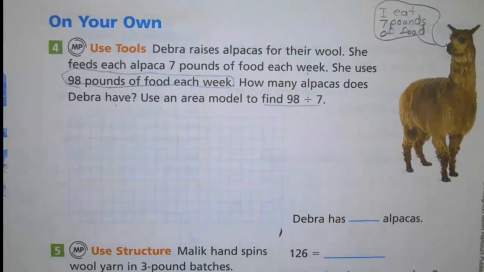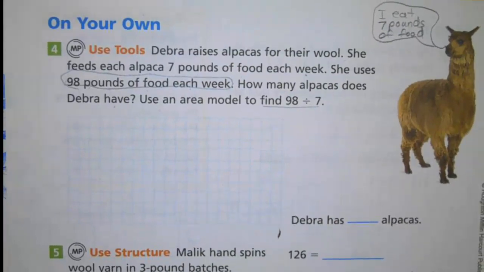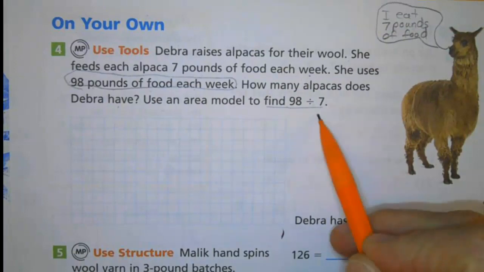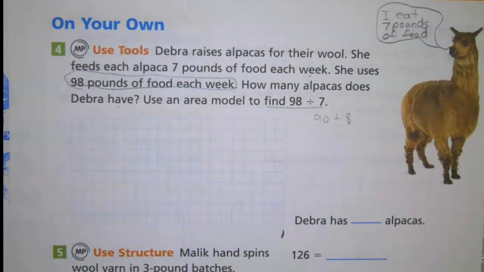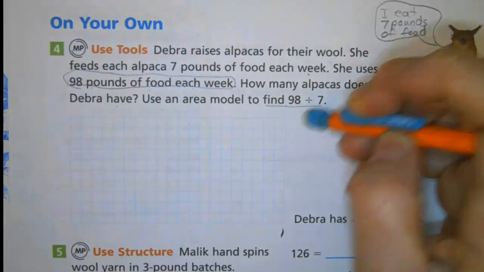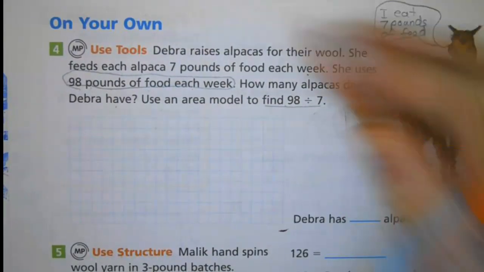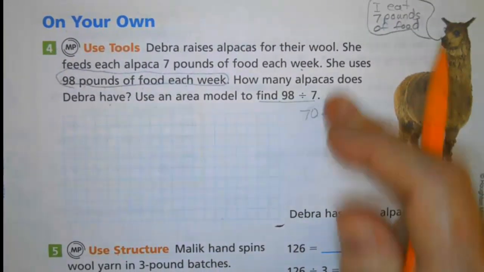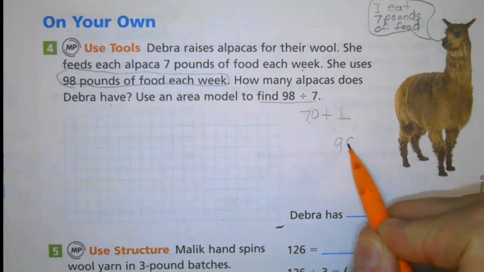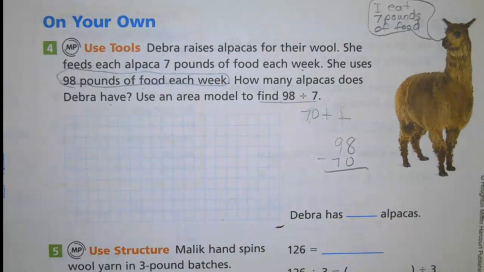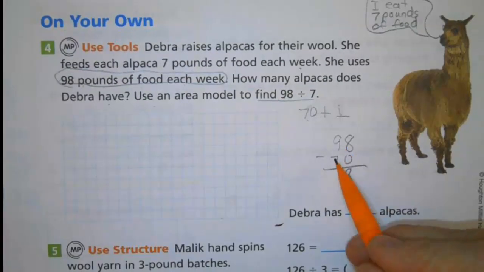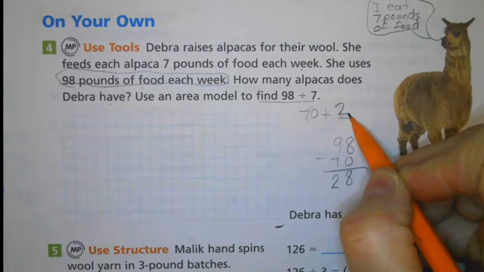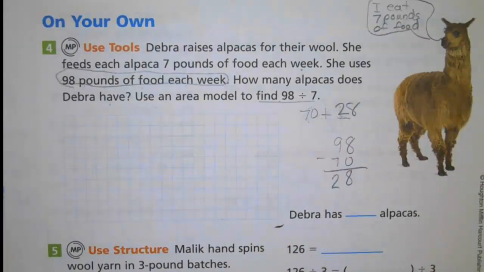Okay, the first thing I want to do is break this up into numbers so they're going to be easier to divide by 7. I'm not going to divide it into 90 plus 8 because 90 is not easy to divide by 7. But I know 70 is. So I'm going to make this 70 plus some other number to equal 98. Well, what 70 plus what is 98? Well, subtract out 70 and figure it out. 9 minus 7 is 2. So I know that 70 plus 28 is equal to 98.